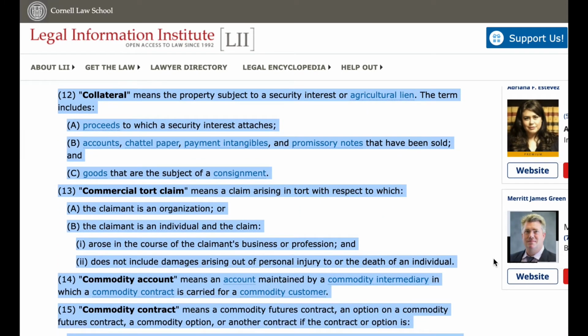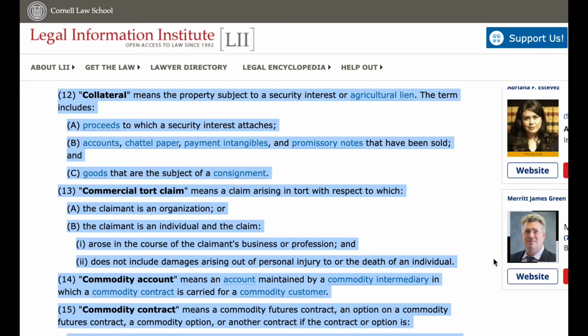12. Collateral means the property subject to a security interest or agricultural lien. The term includes: a. Proceeds to which a security interest attaches; b. Accounts, chattel paper, payment intangibles, and promissory notes that have been sold; and c. Goods that are the subject of a consignment.